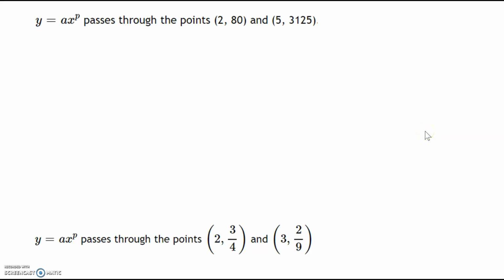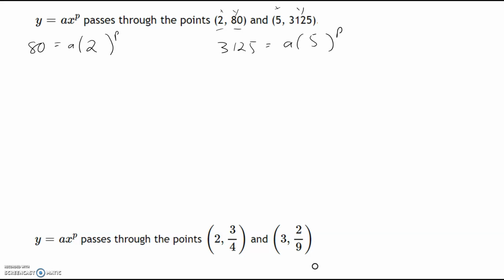All right, let's find the power function that passes through these two points. Okay, so I'm going to start this one. I'm going to say, well, I know that that's an x, that's a y, and that's an x, that's a y. So I know this has to be true. I know that 80 has to equal a times x to the p. And I know that y, 3125, equals some a value times 5 to the p.